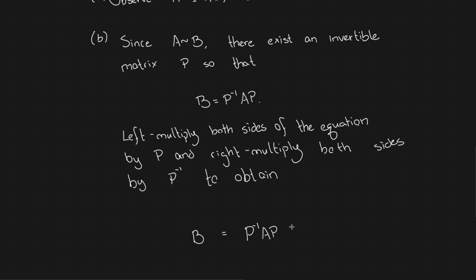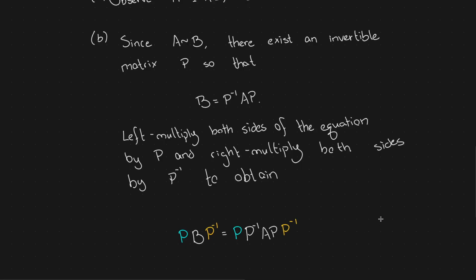So I'm going to left multiply both sides by P. So on the left of both sides of the equation, I'm going to multiply by P. Okay? So I've left multiplied by P, which means I've multiplied P on the left side of both expressions on each side of the equation. And I'm going to right multiply both sides by P inverse. So multiply P inverse on the right on both sides of the equation.